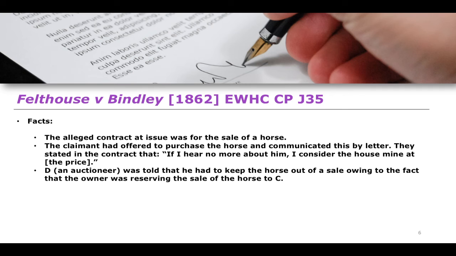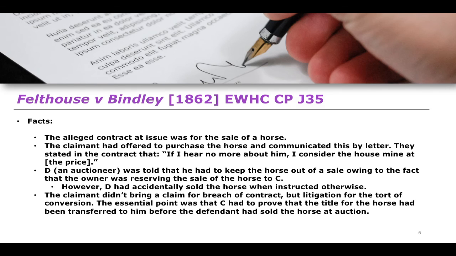The defendant in this case was an auctioneer who was told that he had to keep the horse out of sale owing to the fact that the owner was reserving the sale of the horse to a claimant. However, the defendant accidentally sold the horse when instructed otherwise. And so the claimant didn't bring a claim for breach of contract, but instead brought litigation for the tort of conversion.